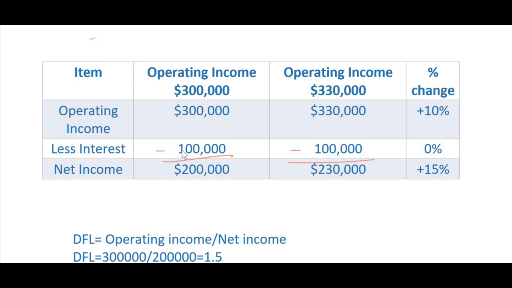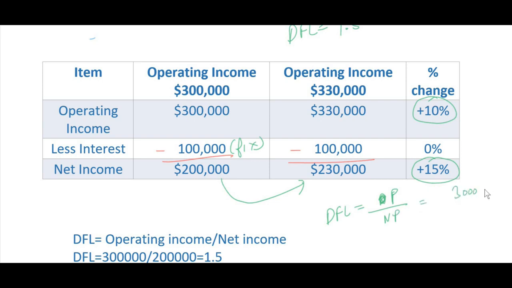Let's say my operating income was 3 lakh minus interest payment, that is a fixed amount of 1 lakh. We get net profit of 2 lakh. Let's say my operating income increased by 10%, that is 3,30,000, but my interest will remain fixed at 1 lakh, and I get 2,30,000. Now if I compute the change, it is 15%. So my operating profit has increased by 10%, but my net income has increased by 15%, that is 1.5 times. So my DFL is 1.5. Again, the formula for this is DFL equals operating profit divided by net profit, that is 3 lakh divided by 2 lakh, that is 1.5. So I'm getting the same answer which I was getting here.